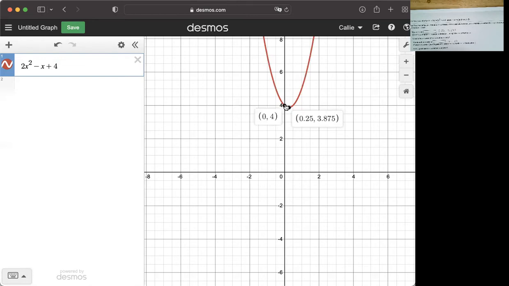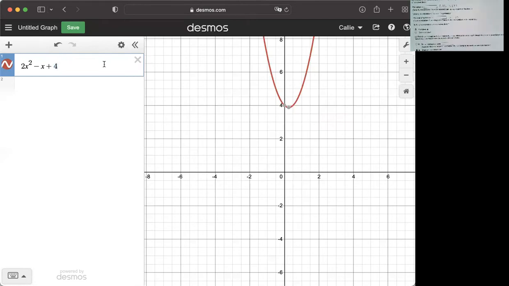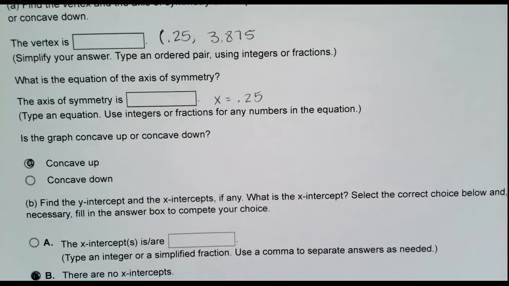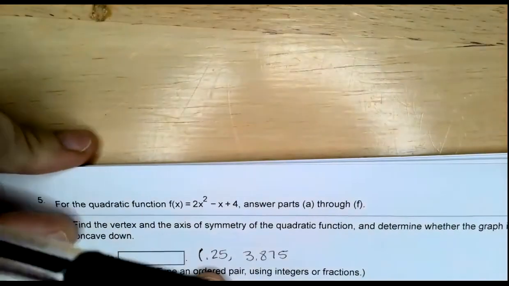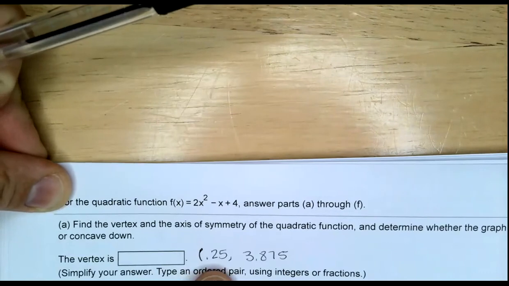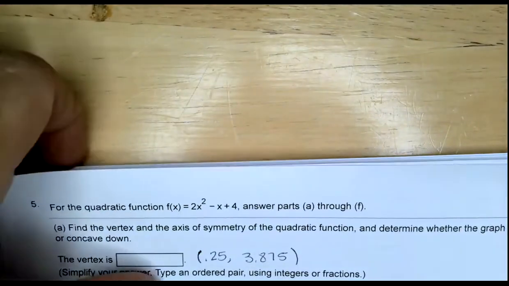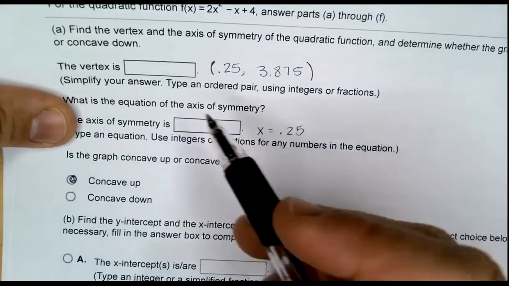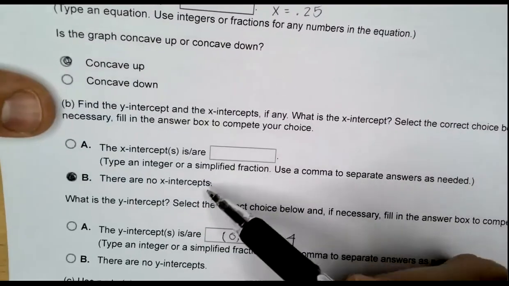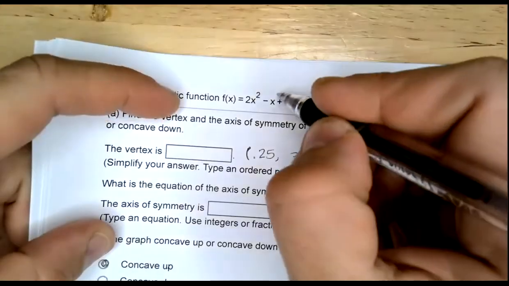The y-intercept is at 0, 4, or just the number 4, right? And that we know is true because this c is 4, c equals 4. So that will tell us where our y-axis is. And then it asks us, so we saw that, right? We put 0.25, 3.875 here as my vertex. We said the axis of symmetry is whatever our x value was equals x. We said it's opening up. There are no x-intercepts. There's one y-intercept, which is the same as c.